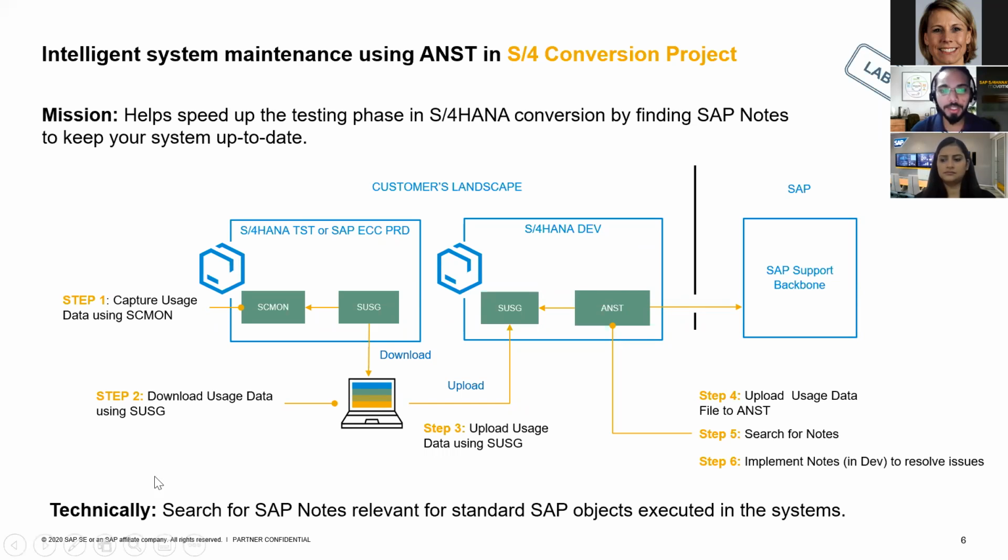So I will start with a general setup of what we have in a customer system. We have a customer landscape, which will probably have a test system and a production system, and there will be a separate development system as well. So let us say I have started the S4HANA conversion process. I have finished the S4HANA conversion process, and now I am in the testing phase where I want to evaluate whether the conversion has been successfully done or not.